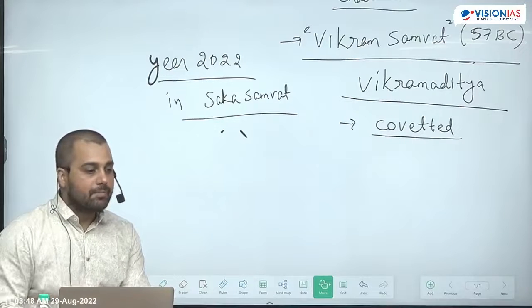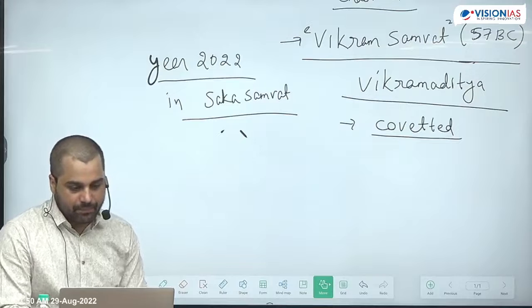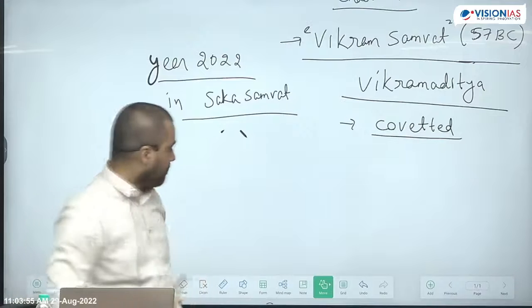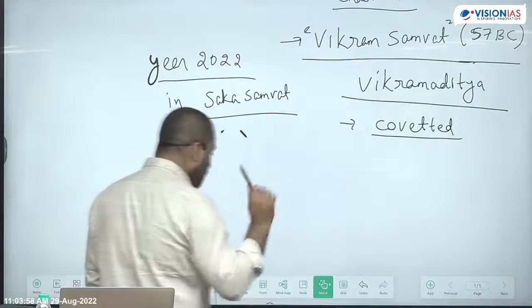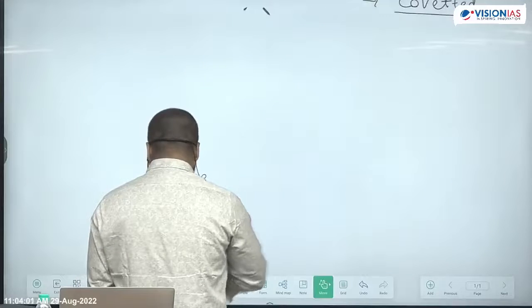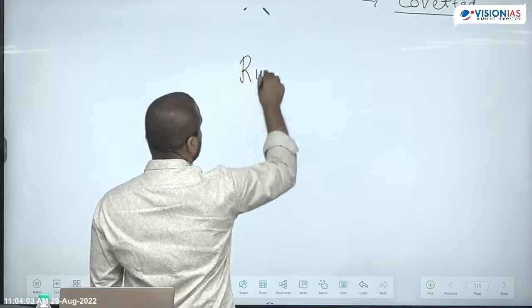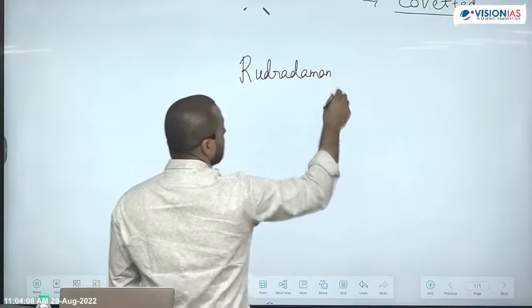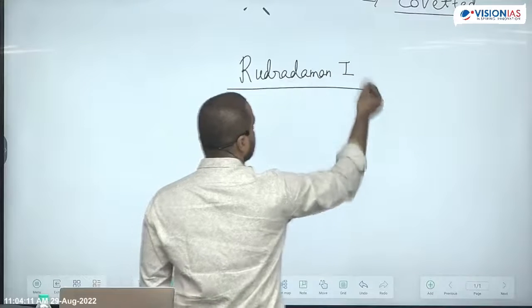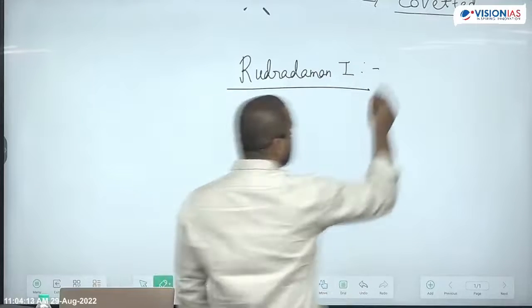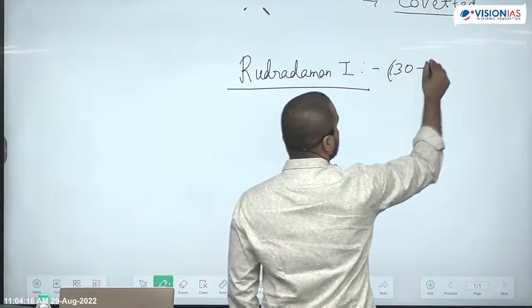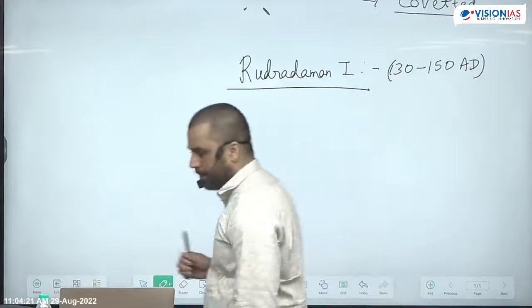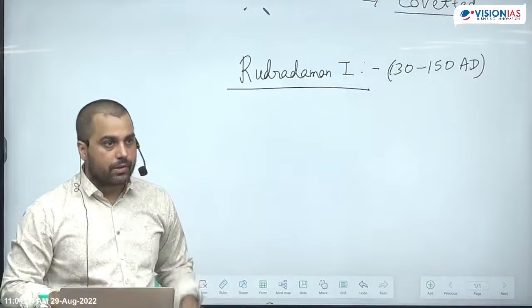Anyways, we are talking about some important rulers of Shakas. One very important ruler which you need to remember, perhaps the most important ruler of Shakas, is Rudradaman I. Rudradaman may have ruled from about 130 to 150 AD. Rudradaman.